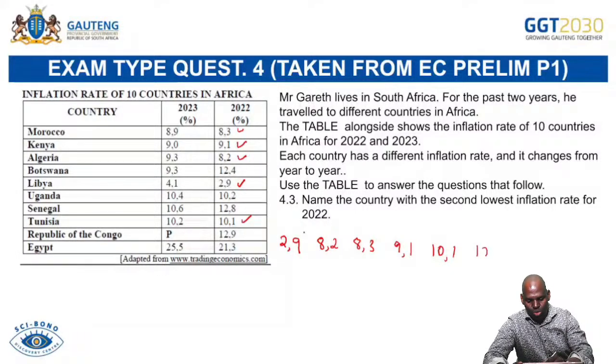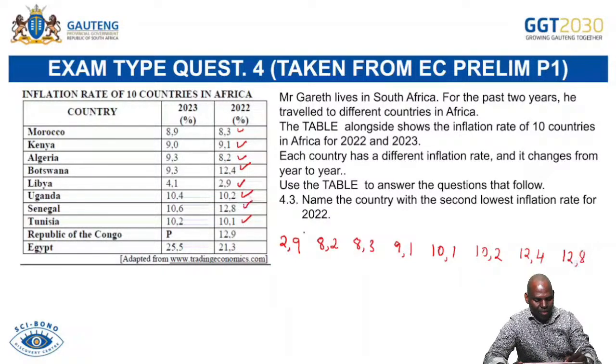Then I've got 10.2. 10.2 is covered. Then after 10.2, I go to 12.4. 12.4 is covered. I go to 12.8. 12.8 is covered. Then I've got 12.9. 12.9 is covered.